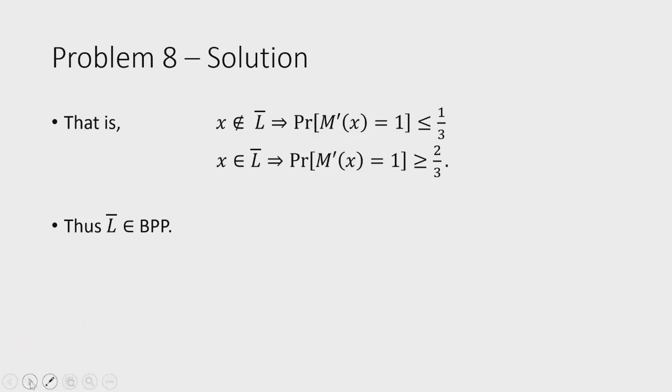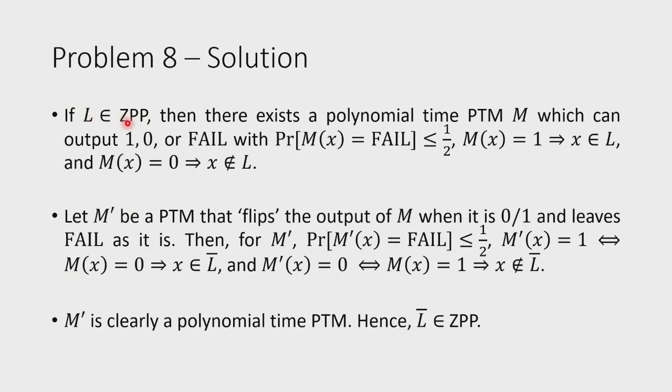Now we can do a similar thing for ZPP. If L is in ZPP, there exists a polynomial time probabilistic Turing machine M, which can output 1, 0 or fail. What guarantees do we have? The probability that M(X) equals fail is at most 1/2. Whenever M(X) outputs 1, X is always in L, and whenever M(X) outputs 0, X is always not in L. Now we would like to flip, but we have to be a little careful because we don't only have 0 and 1, we also have fail. So we have to somehow handle fail while flipping.